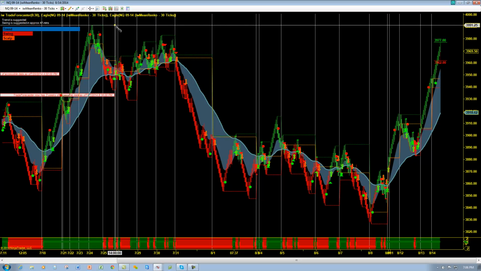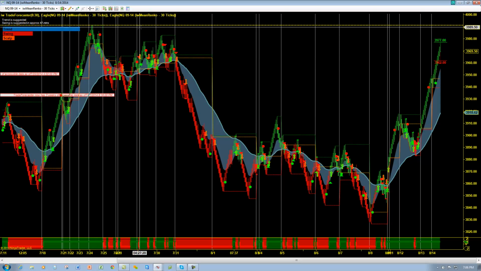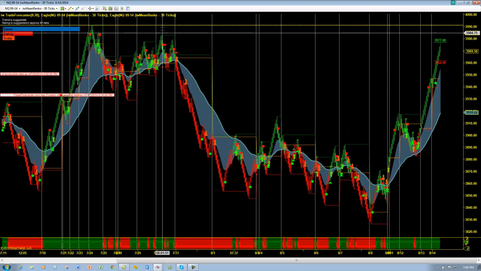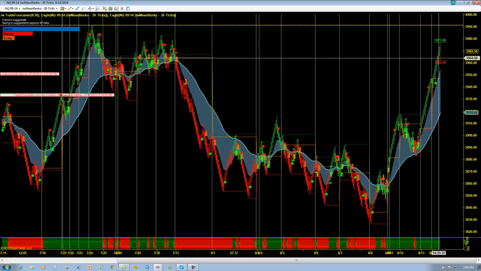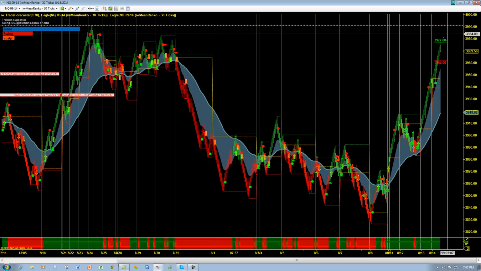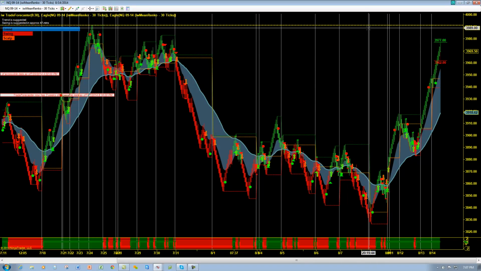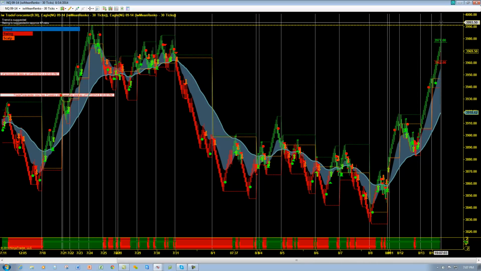So I'm going to go ahead and lay out a horizontal resistance line right there. That may be a point where price is headed up here. If we look over here on this side of the chart, I know the bars are a little small, but that may be a sticking point if price tries to reach up through that.